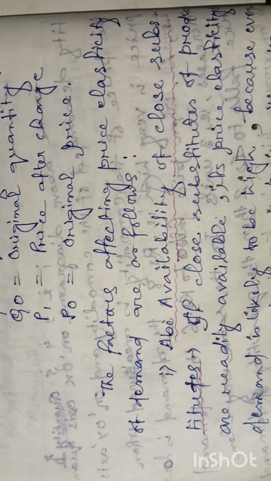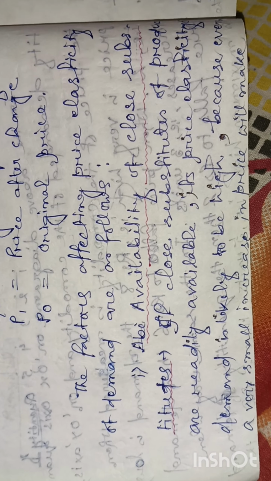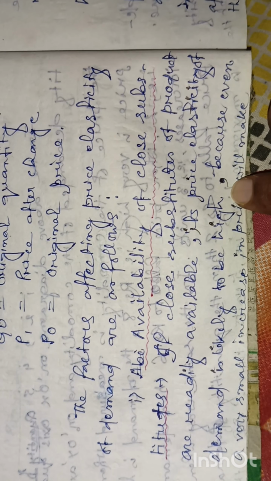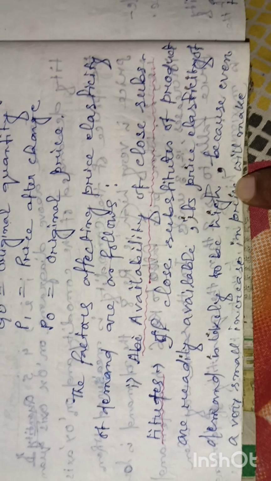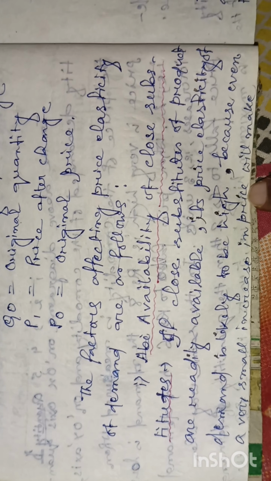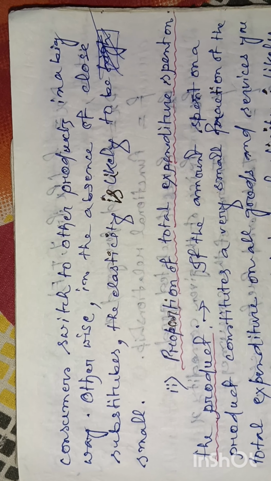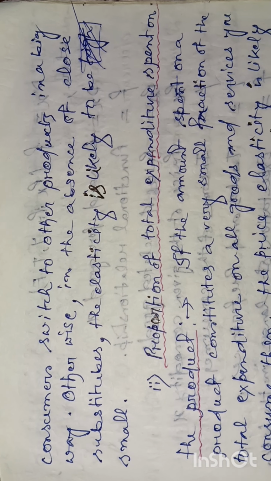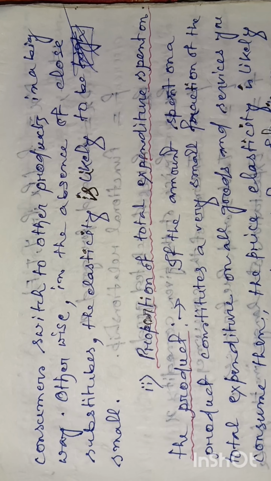The factors affecting price elasticity of demand are as follows. Number 1, availability of close substitutes. If close substitutes of a product are readily available, its price elasticity of demand is likely to be high, because even a very small increase in price will make consumers switch to other products in a big way. Otherwise, in the absence of close substitutes, the elasticity is likely to be small.